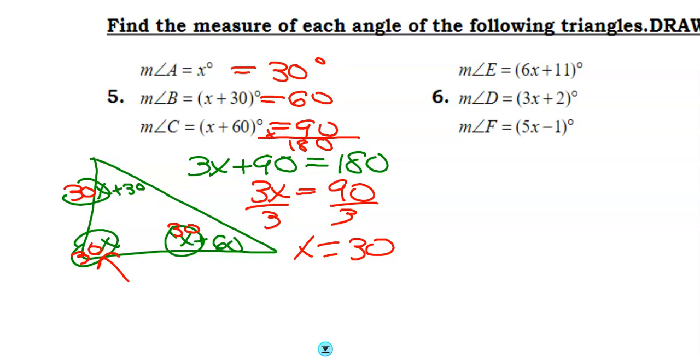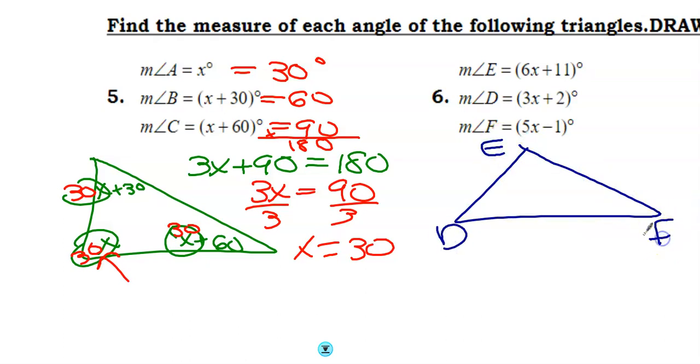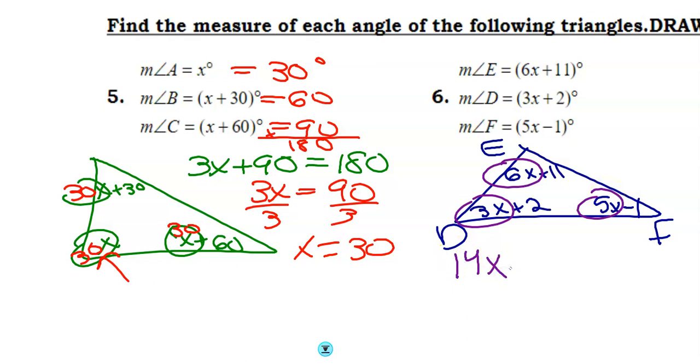All right, now let's try it for this one. So I'm going to draw it. Let's actually label it this time. So EDF, and then 6x plus 11, 3x plus 2, and 5x minus 1. Let's combine like terms. So I have 6x, 3x, and 5x. So 9 plus 5 is 14x. And now let's combine our numbers. So I have 11 plus 2 is 13, minus 1 is 12, and that equals 180.